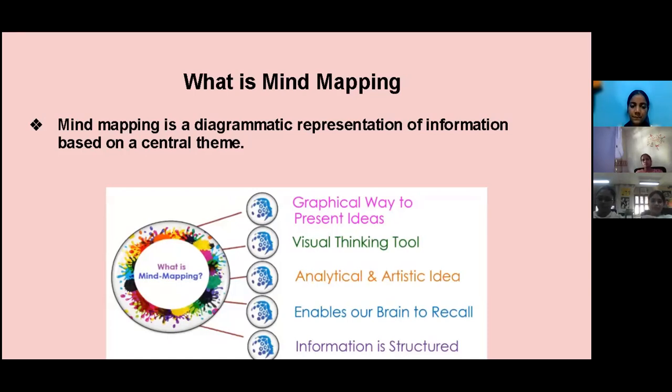Okay. So what is mind mapping? Mind mapping is a diagrammatic representation. So you can see here down, it's a diagrammatic representation, and usually it's a 2D structure. We are not talking about a 3D structure over here. A 2D structure we are talking about, which represents information on a central theme. There is a central theme in between, and from there the branches are coming out.